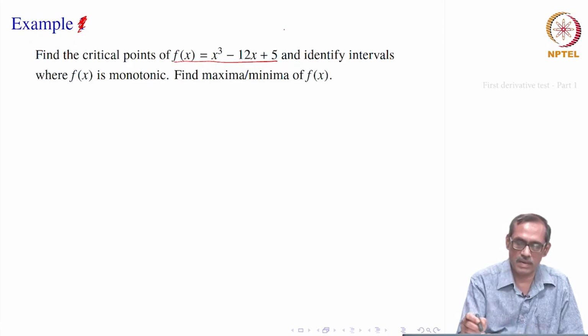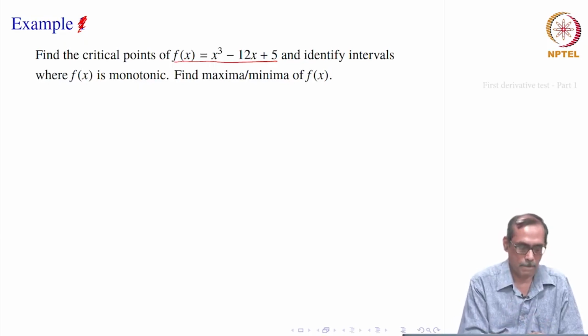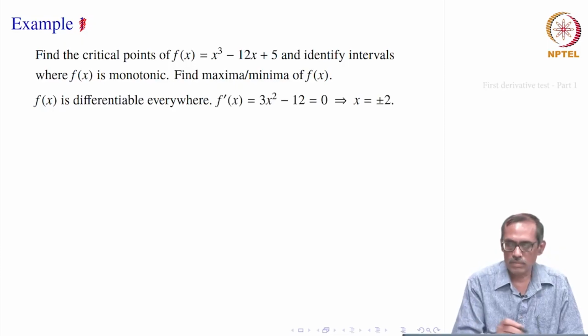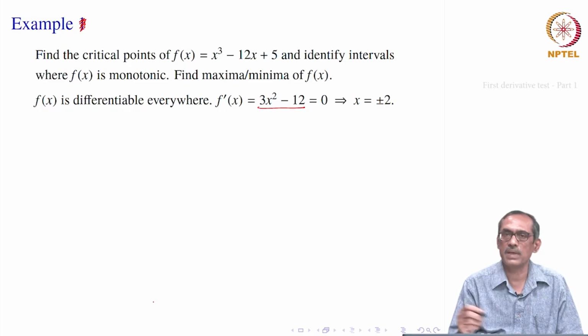Now, first of all, this f of x is defined everywhere on R. So, every point is an interior point and it is differentiable over R. So, critical points will be those where the derivative is 0. So, what do we do? Find its derivative. It is 3x square minus 12. To find the critical points, we equate this to 0 and compute where it can be 0. So, we find that at x equal to plus or minus 2, this f prime x can be 0. So, minus 2 is a critical point and 2 is also a critical point.